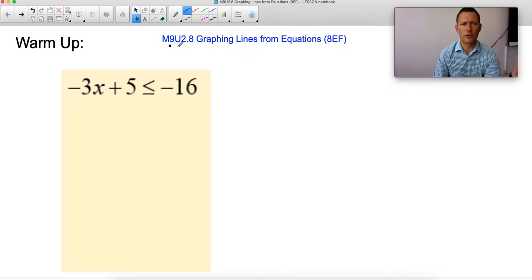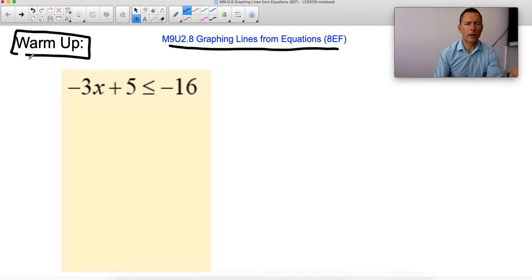We're looking at 2-8, graphing lines from equations. Before we go into it, I'd like you to try a little warm-up with me. We're trying to solve the inequality for x. It's just a blast from the past, see how you can do with it. Pause me until you got it, and then see if you got it right.